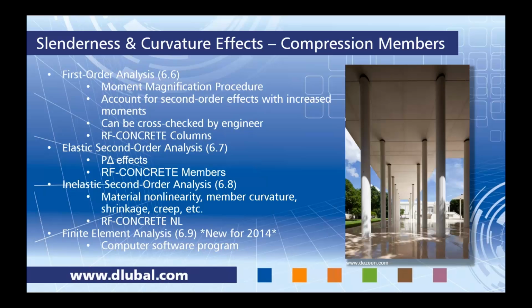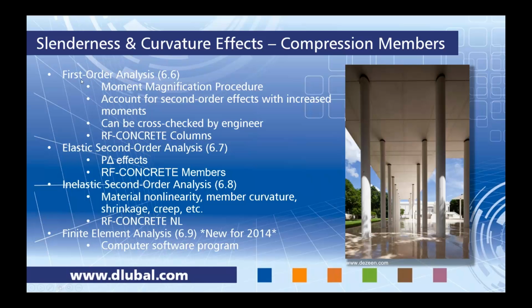So we often get asked, okay, do you design columns according to the moment magnification procedure or second order analysis? And this is where I really want to clear up what's going on in our add-on modules. The code in ACI 2014 says that we have 4 different options to account for slenderness and curvature effects for our compression or our column members.